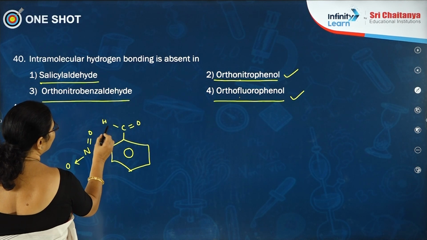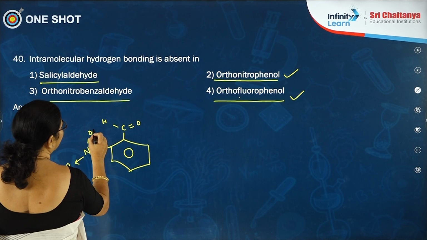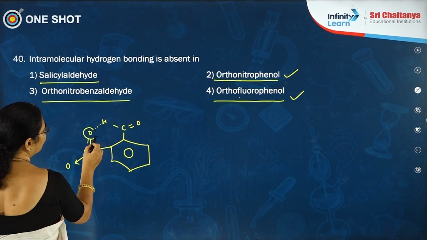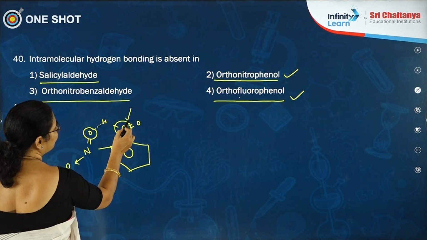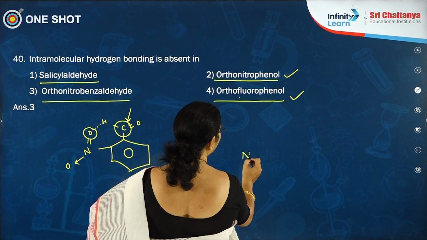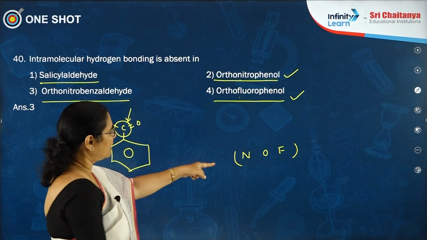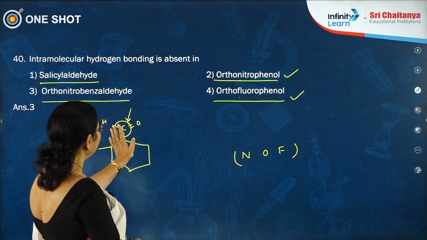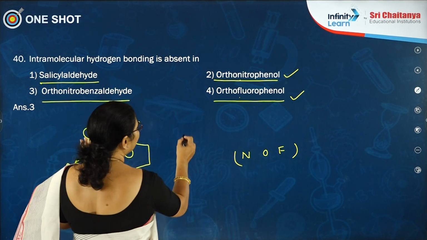Whenever hydrogen comes between two highly electronegative atoms, the bond formed is hydrogen bonding. Here there is a possibility to form hydrogen bond because this is the most electronegative oxygen, but you see this carbon. Carbon is not a sufficiently electronegative atom, because only 3 atoms like nitrogen, oxygen, fluorine are considered. Small size, high electronegativity list: carbon is not there. That is why in orthonitrobenzaldehyde there is no hydrogen bonding.